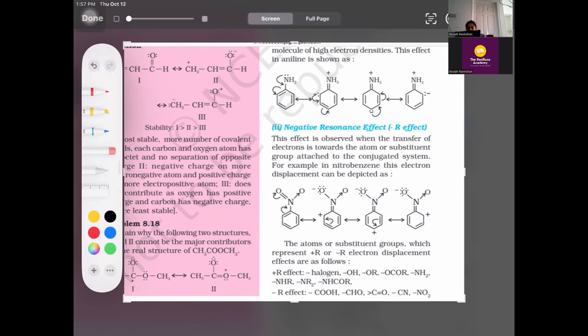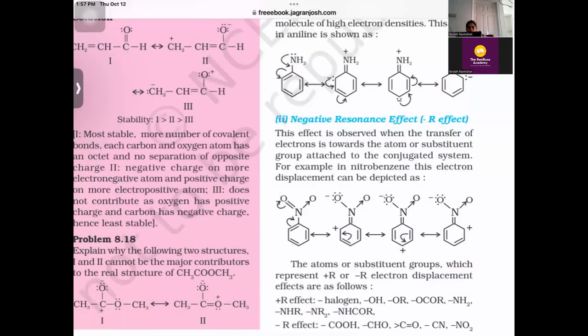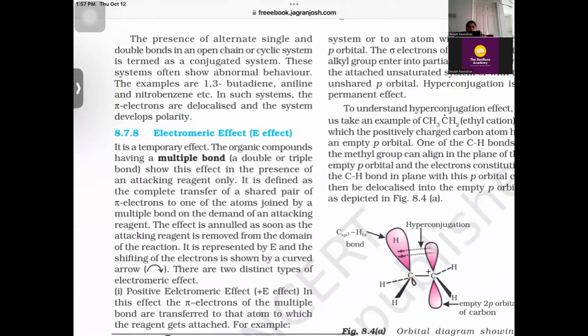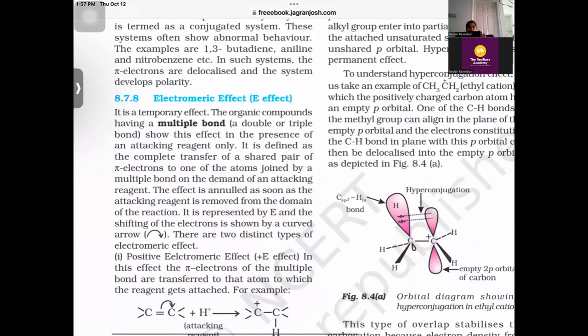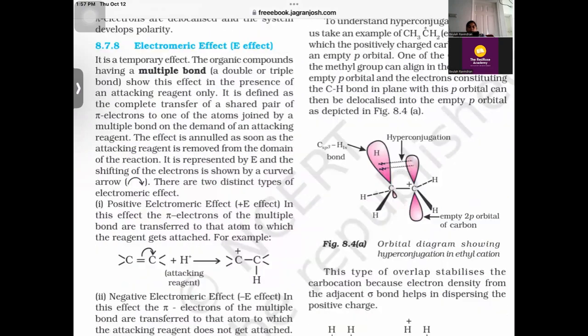So there are many electron displacement groups given, for which you should identify which obeys plus R effect and minus R effect. You better go through this. This is very important for your classes, for your exams. Okay, then this you know, and then we'll see the electromeric effect. It is a temporary effect actually. The organic compounds having a multiple bond, double or triple bond, show this effect. Got it? Only double or triple bond.